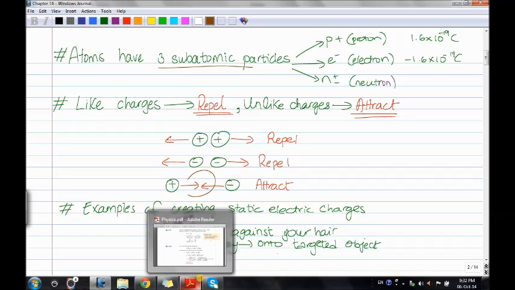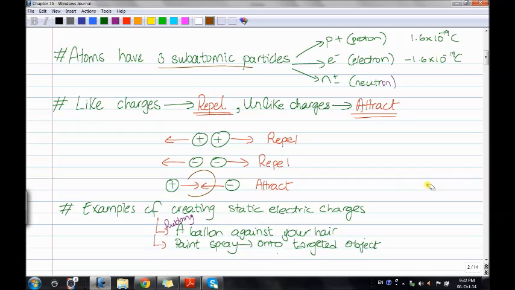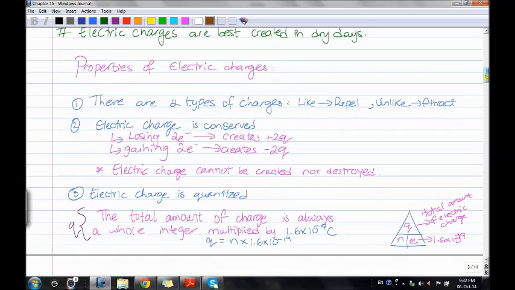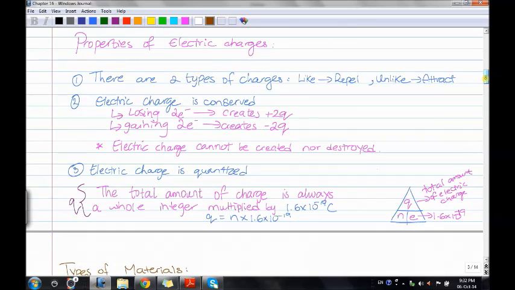Now, examples of creating static electrical charges: rubbing a balloon against your hair, or spraying paint onto a targeted object. Electric charges are also best created on dry days. Now let's move on to the properties of electric charges.